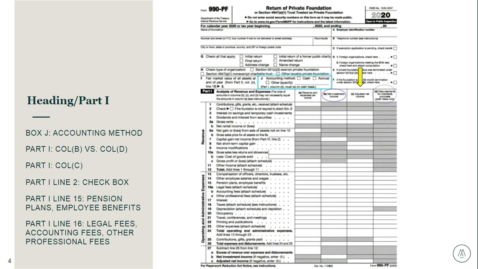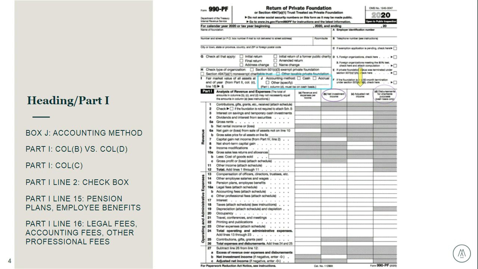Finally, any in-kind or pro bono goods or services received by a foundation should not be recorded as revenue or expenses in Part I. These amounts may be recorded on the foundation's financial statements, but they're not to be included on this form.